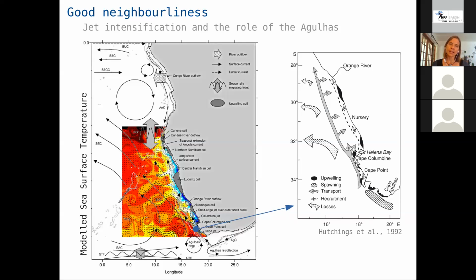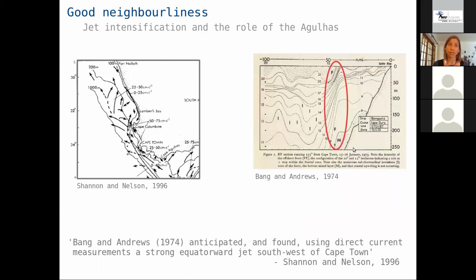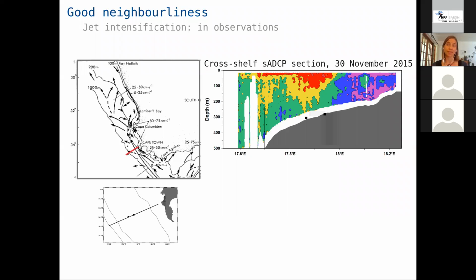It was initially anticipated by Bang and Andrews in the 70s, I think, because of the very intense cross-shelf temperature gradient. We've got cold temperatures at the coast, very warm temperatures offshore, that drive a northwards current. Eventually they measured it, and it was on the order of 50 to 75 centimeters per second, which is really strong for Eastern Boundary System standards. More recent measurements have shown it to be still there, a very persistent feature. It tends to live between the 200 and 500 meter isobaths. Here it is, this big red lens of water.